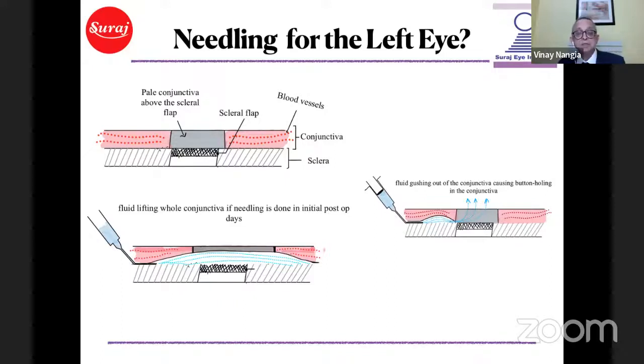the scleral flap is that the fluid would go underneath the conjunctiva, and then you would lift up the scleral flap. On the right-hand side, you can see that what can happen when the conjunctiva goes very pale and is stuck to the scleral flap is that the pressure of the fluid can actually cause micropores to develop in the conjunctiva, allowing the fluid to come out and develop micro leaks. So if one were to do needling, one would have to be extremely cautious in such a patient actually.